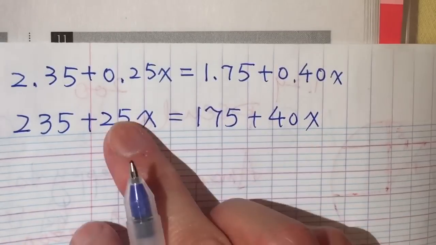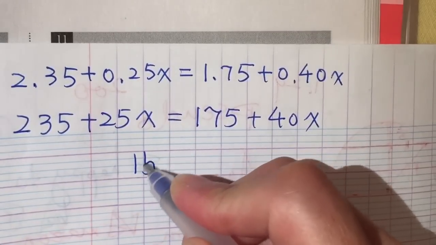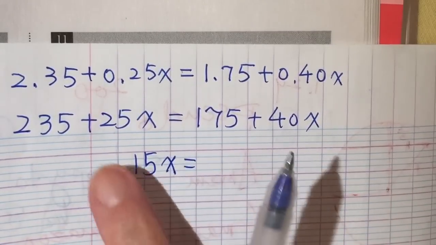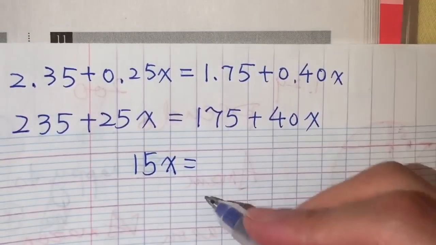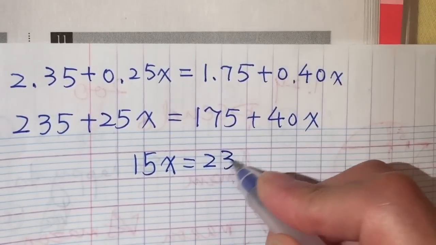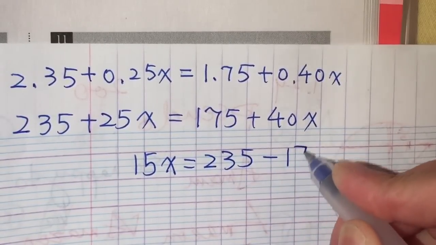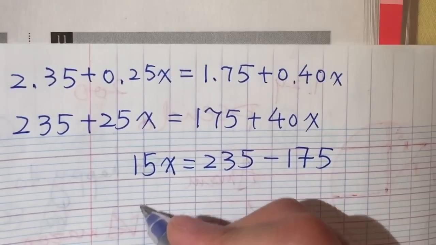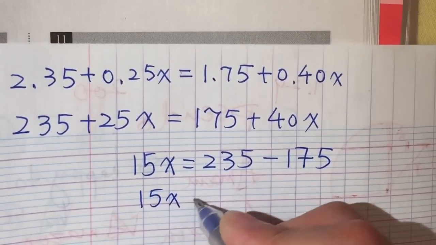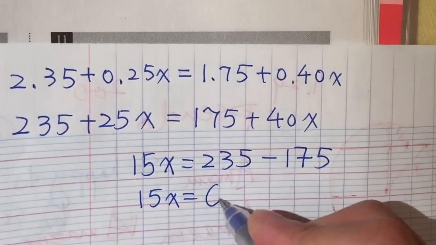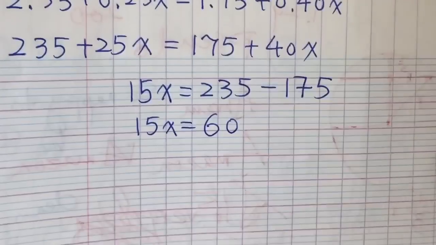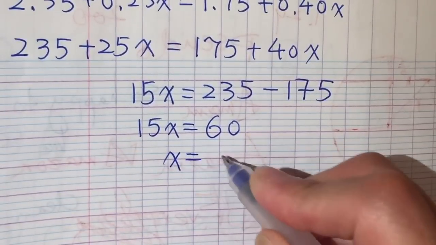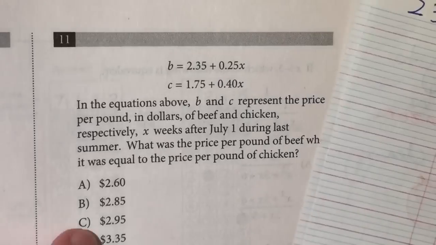Move the x to the other side, so 15x. And move this number to this side: 235 minus 175. 15x equals 60. x equals 4. Okay, I got the answer.